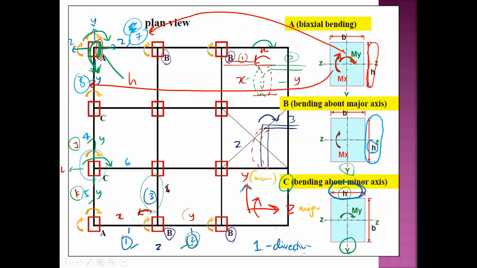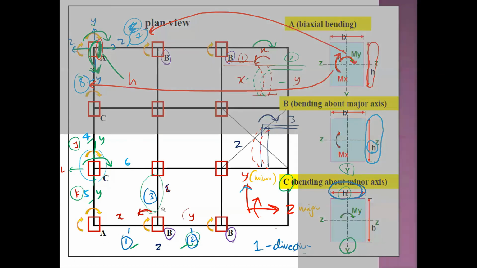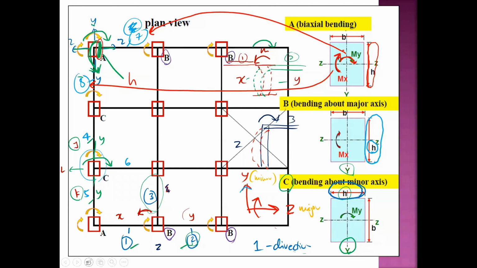For the situation in B, the Mx here is caused by beam number 3, and My here is caused by the direction of beam number 6.